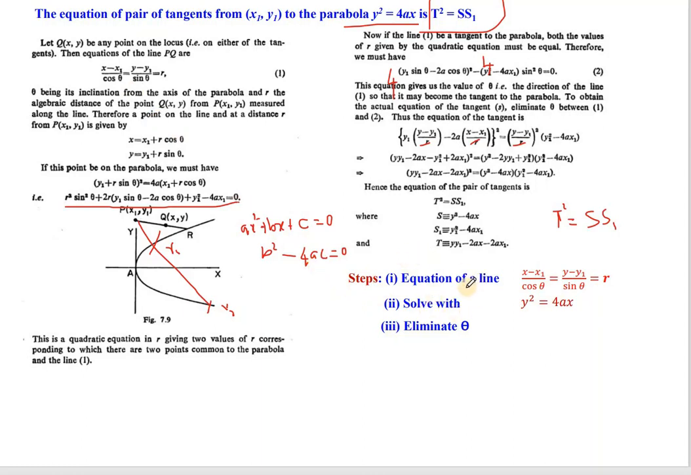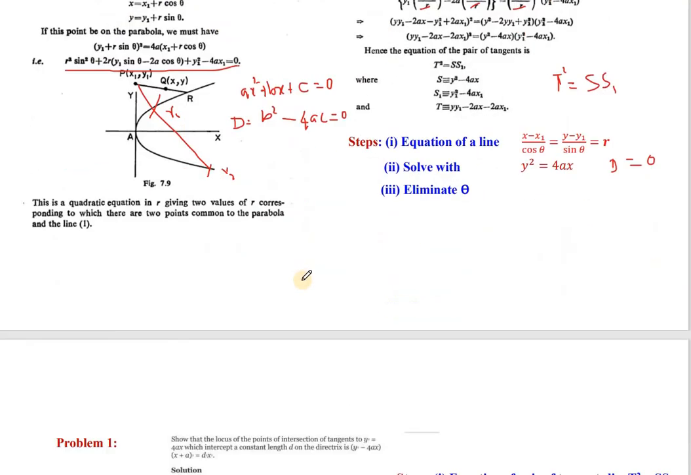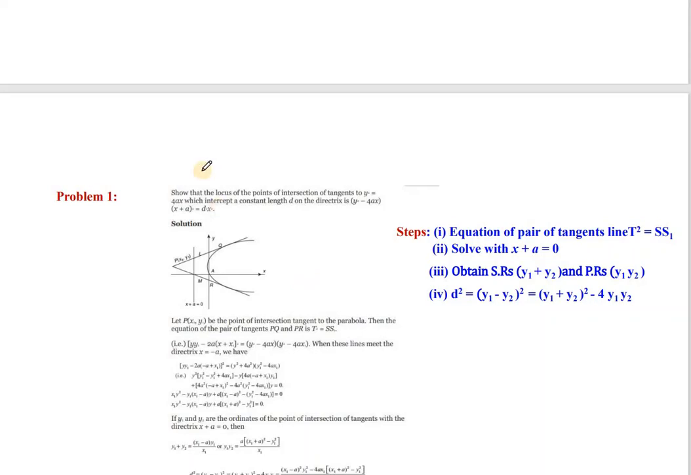First you write down the equation of the line, and then solve that with y square is equal to 4ax. Then you will get a quadratic equation. So you will have to have that discriminant must be 0, and we are using that. This is our discriminant. So we are using that, and then we'll have to eliminate theta. So if you remember these steps, then the entire proof can be easily derived. The steps can be easily arrived at.